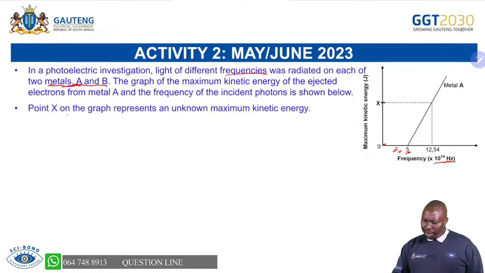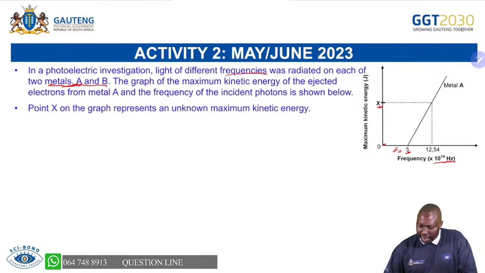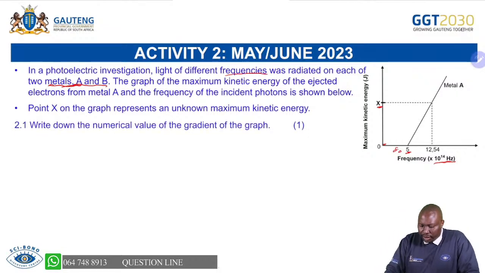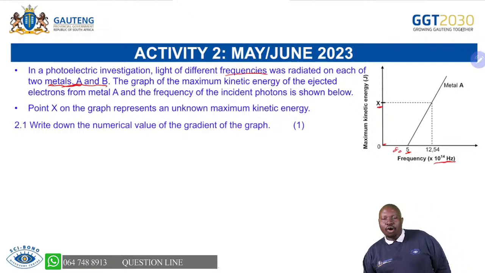Now, point X on the graph represents the maximum kinetic energy. So maximum kinetic energy is represented by point X there. And then let's go to questions. I've analyzed it for you: write down the numerical value of the gradient of graph P. Numerical value of the gradient.